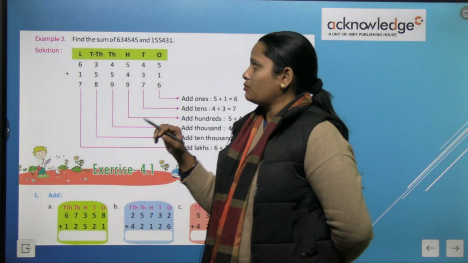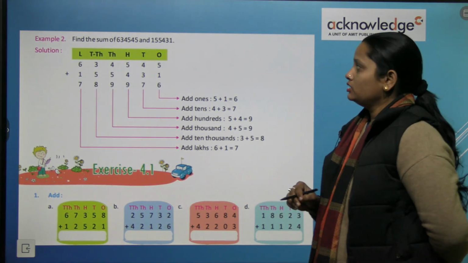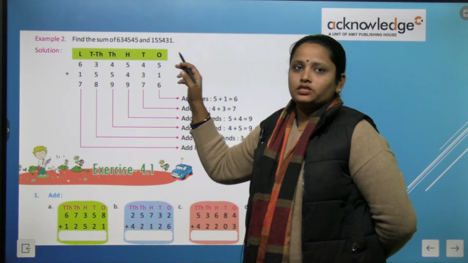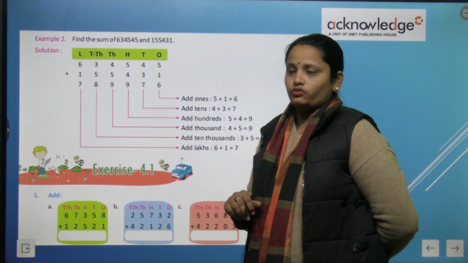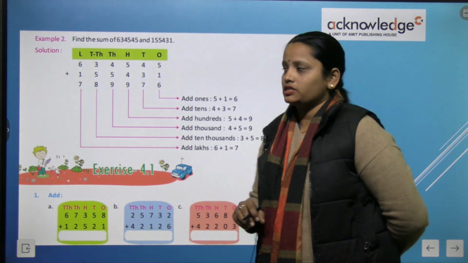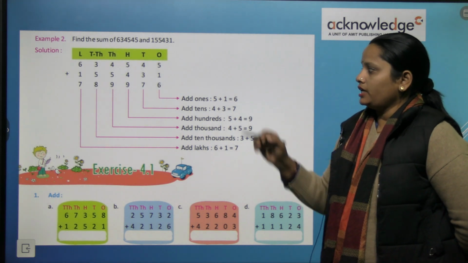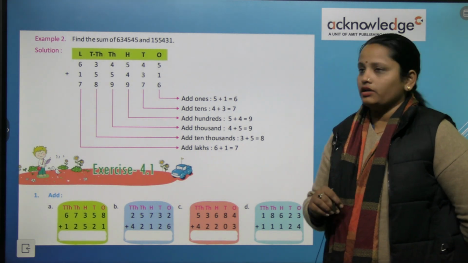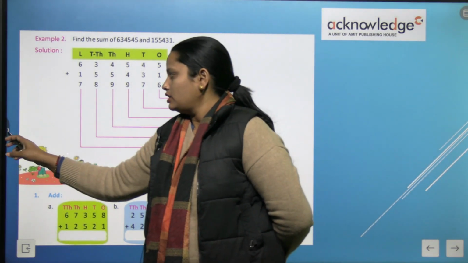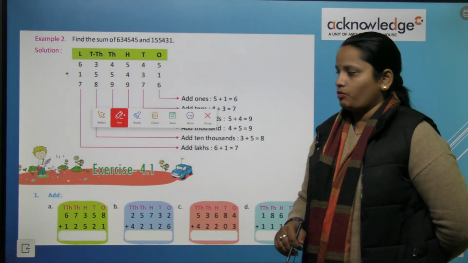Next, we have to find the sum of 634545 and 155431. When we add these two numbers, we get 5 plus 1, 6. 4 plus 3, 7. 5 plus 4, 9. 5 plus 4, 9 again. 5 plus 3, 8. And 6 plus 1, 7. So here the answer is 789976.